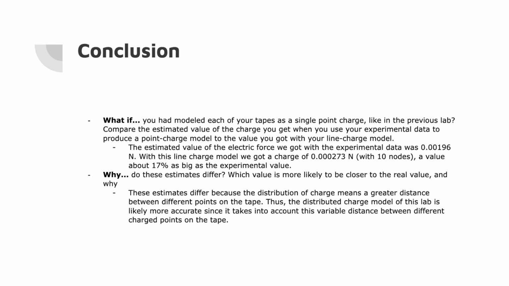Another question we were asked is, why do these estimates differ? Which value is more likely to be closer to the real value, and why? And the answer is, these estimates differ because the distribution of charge means a greater distance between different points on the tape. Thus, the distributed charge model of this lab is likely more accurate since it takes into account the variable distance between different charged points on the tape, and therefore the different electric force effects from each individual charged point from the bottom tape on the top tape.